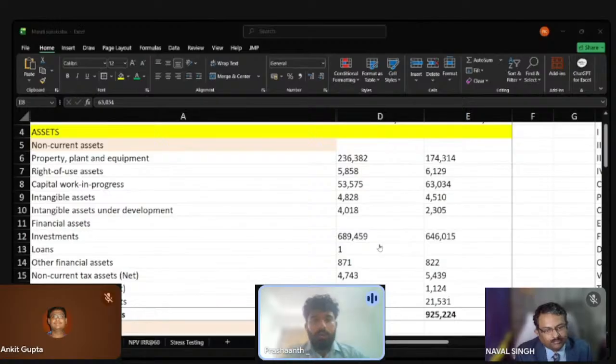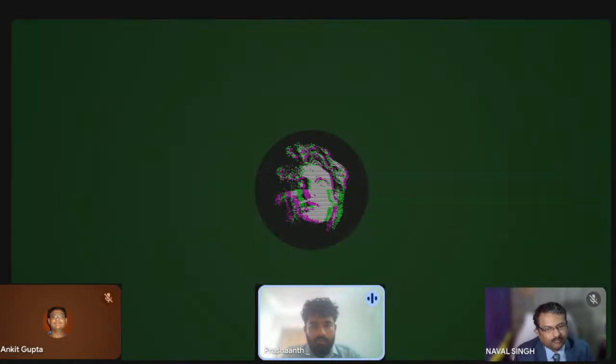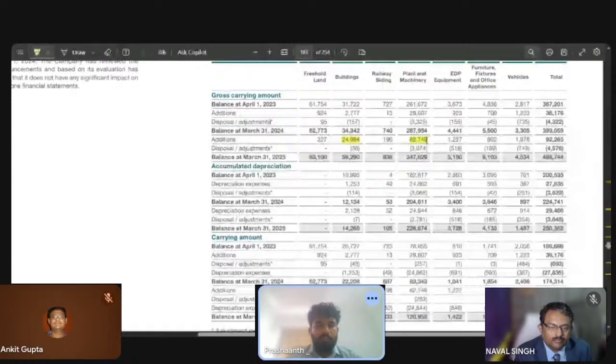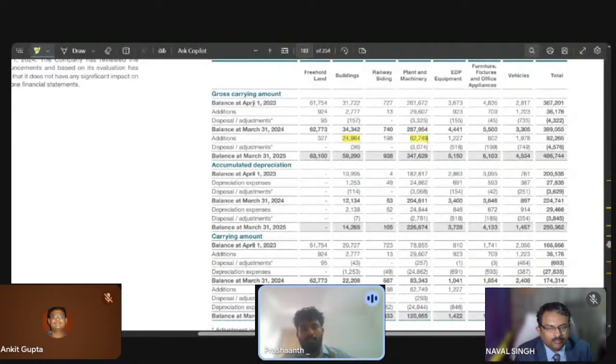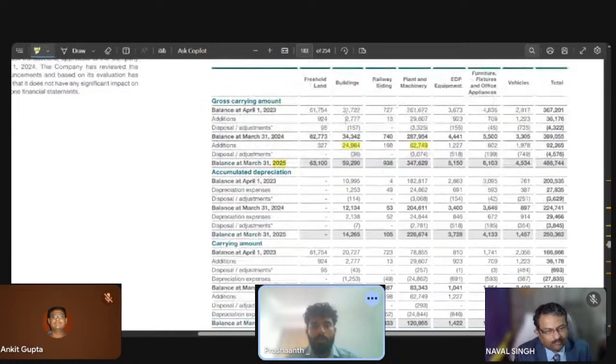So what I've highlighted in yellow, as we can see, is that there are three indexes given. They have their balance for 2023, 2024, and we have 2025. Between 2023 and 2024, the buildings acquired went from 2 billion to 24 billion. So this 24,000 million, which is 24 billion, is the addition.